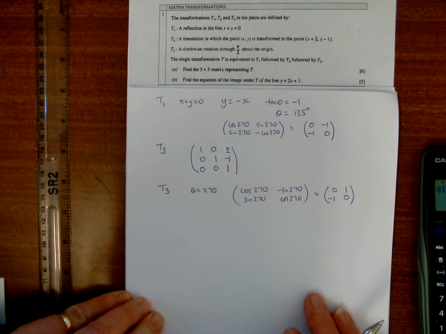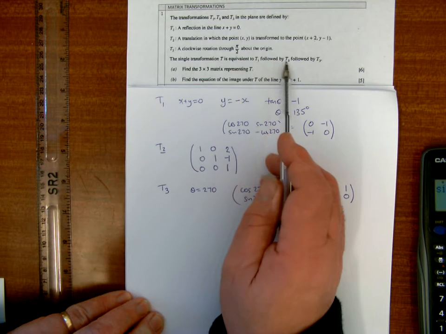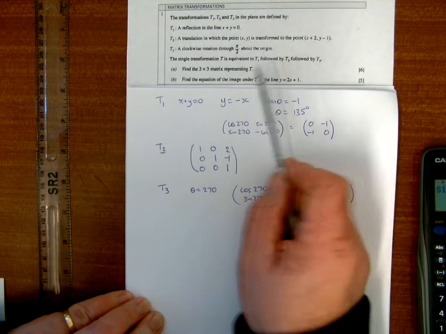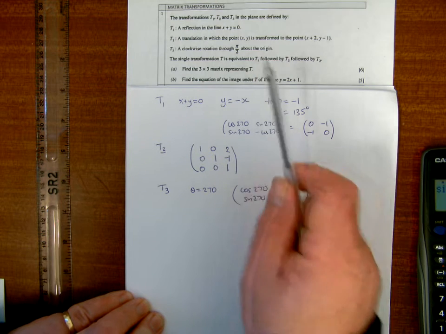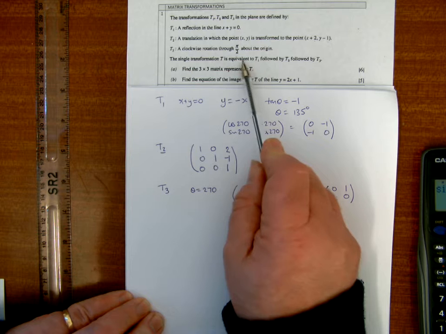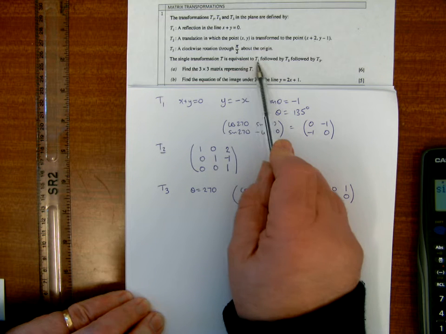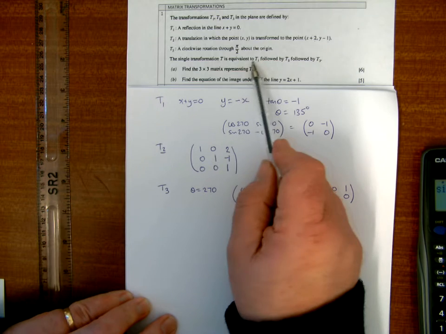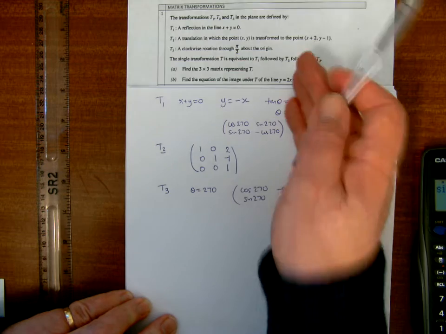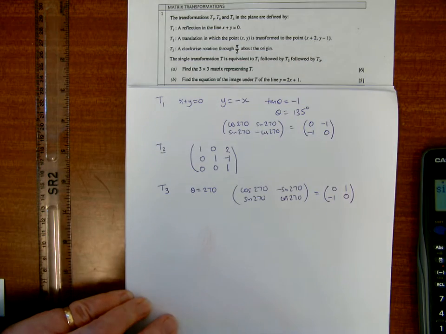Now then, it tells me the single transformation T is T1 followed by T2 followed by T3. So remember, when we have compound transformations, the first matrix that we use is always next to the coordinates, i.e. it's on the right hand side. So when I write down these matrices, T1 will be on the right, then T2 will be to the left of T1, and T3 will be to the left of T2.